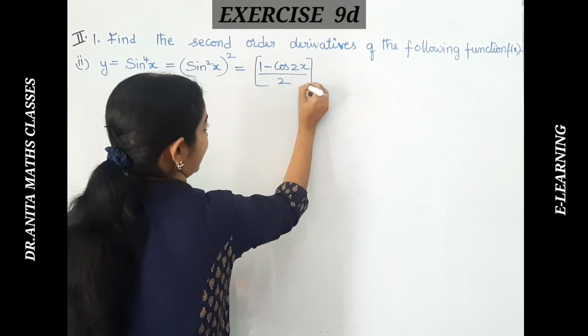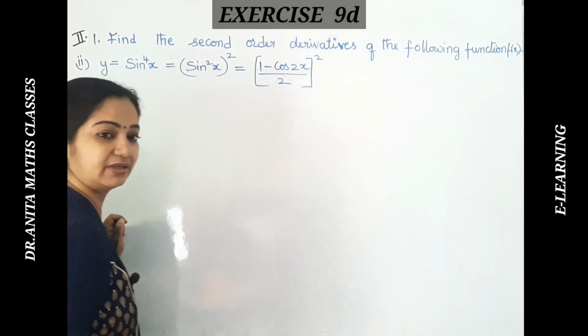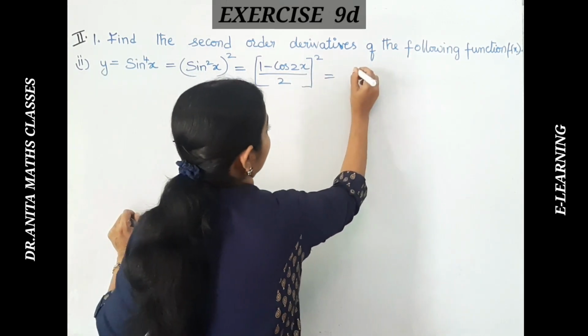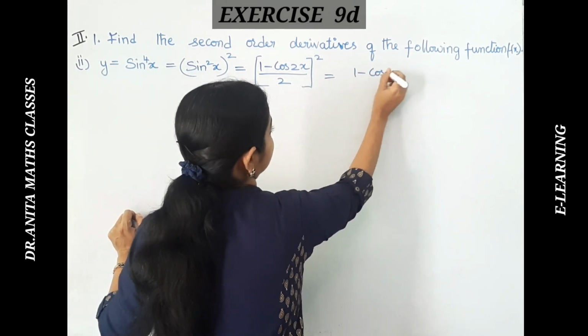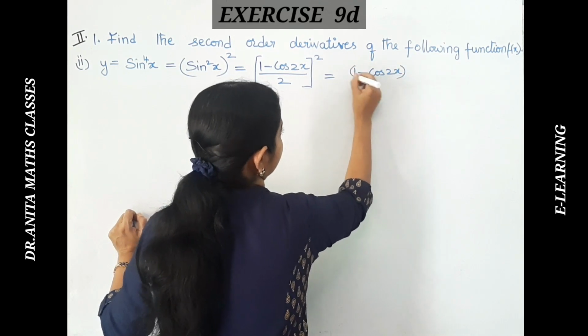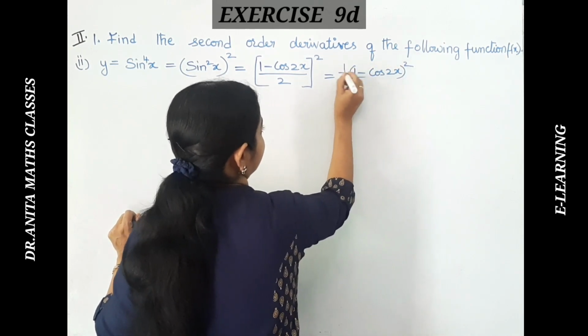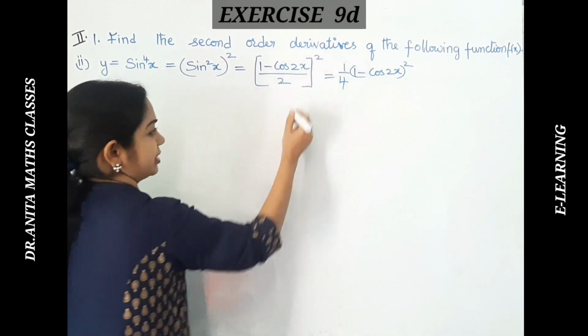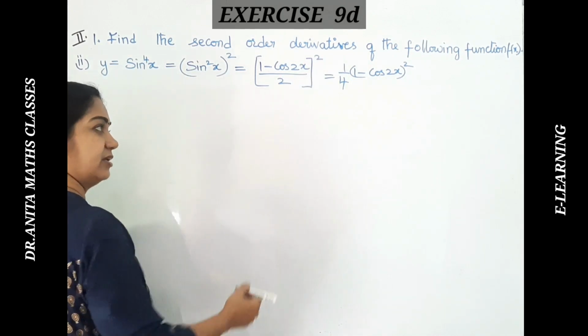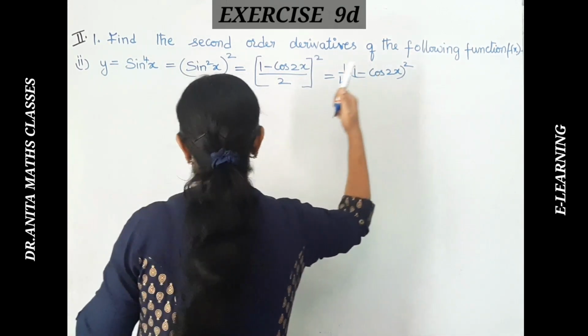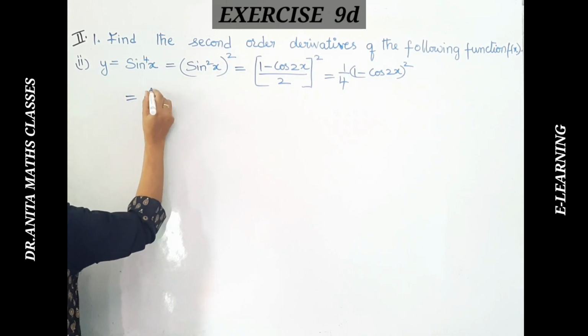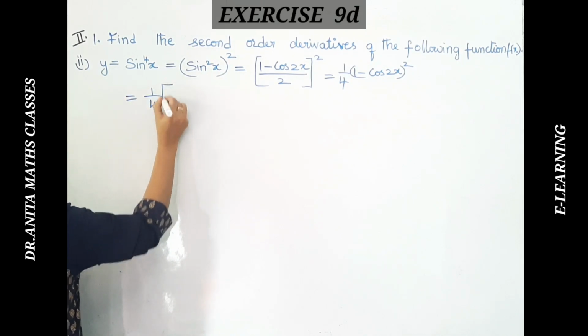Again there is a square here, right. This I can write as 1 minus cos 2x whole square. I can write 4 outside. 2 square is 4. We can write 4 outside. Now we will still simplify this. That comes to 1/4.